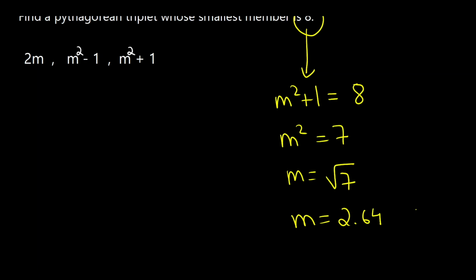Now wait a second, this is wrong. I told you, the value of m can only be a natural number. But wait a second, this is a decimal, so this is wrong. So this solution is incorrect. Now let's move on to the third step. Now the third method.